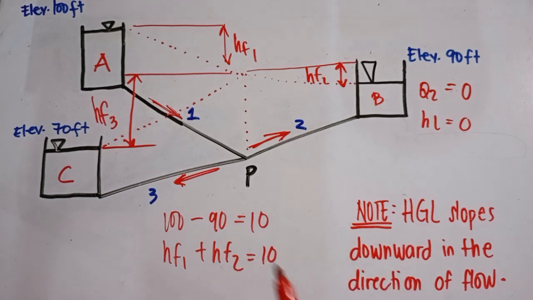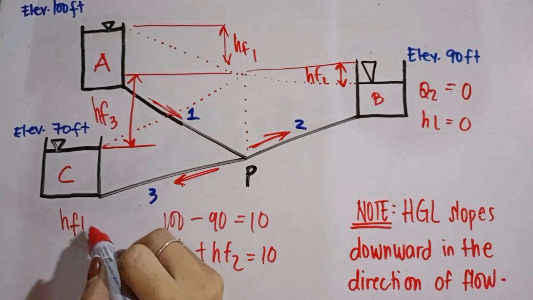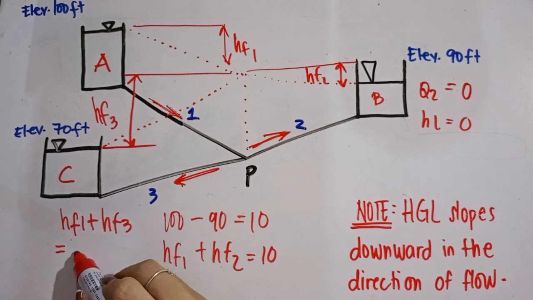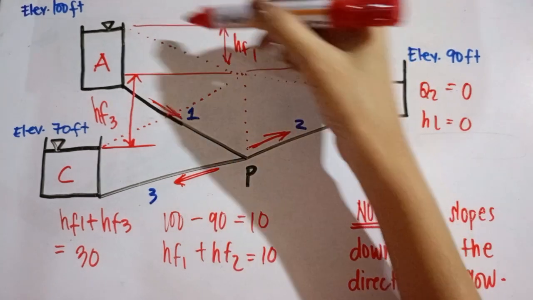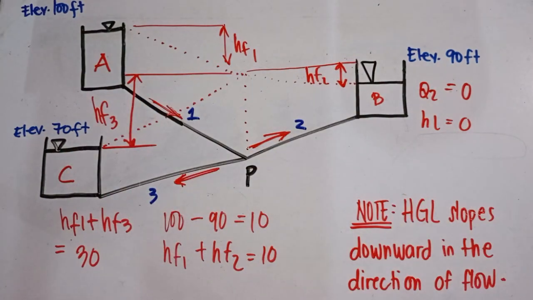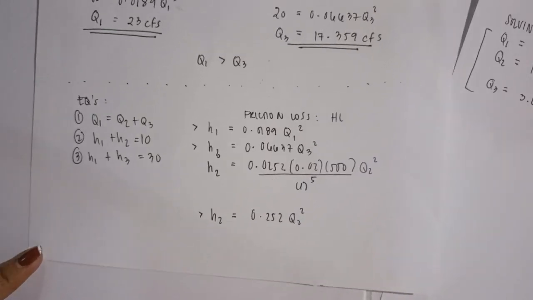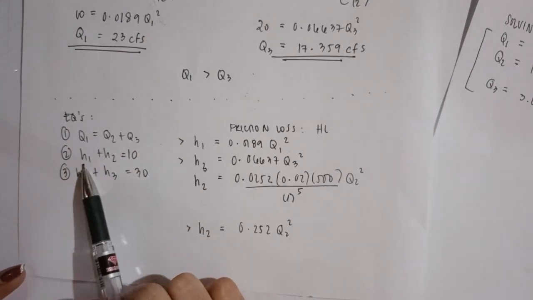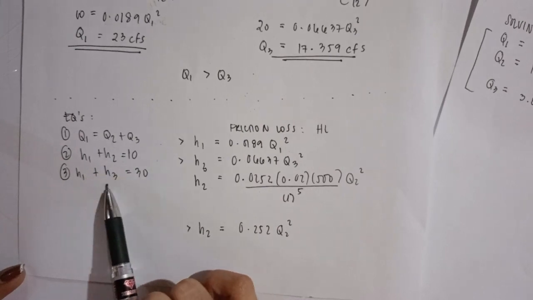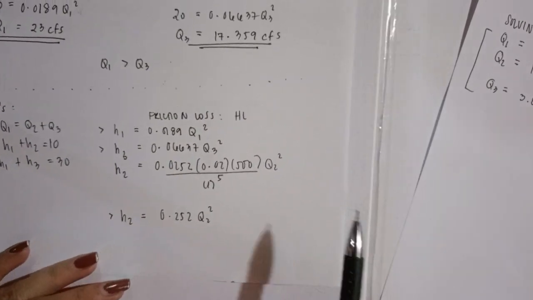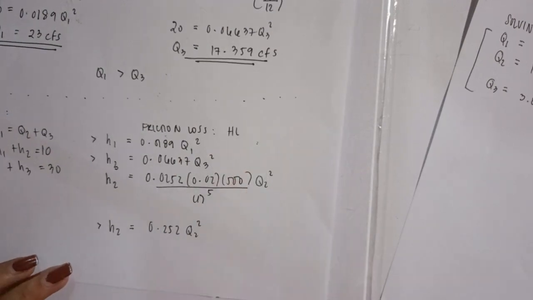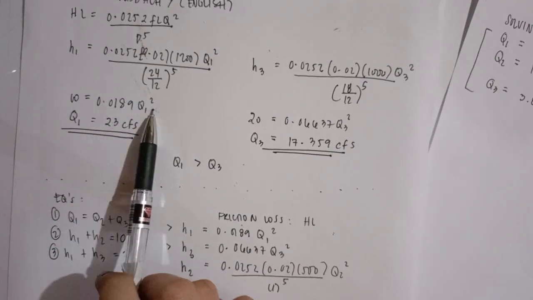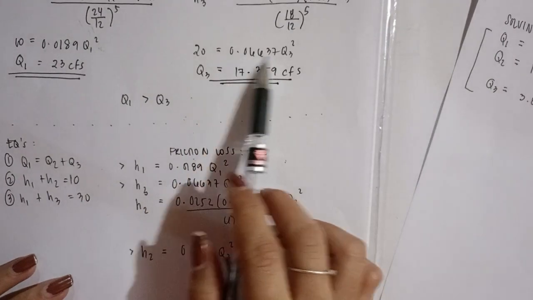While HF1 plus HF3 is equal to 30, right? 100 minus 70 is equal to 30. Now we have the following equations that are needed in order for us to find the Q. So Q1 is equal to Q2 plus Q3, HF1 plus HF2 is equal to 10, HF1 plus HF3 is equal to 30. So in solving for the frictional loss using the Darcy-Weisbach, we already got our HF1 earlier, right? This one. And HF3, this one.